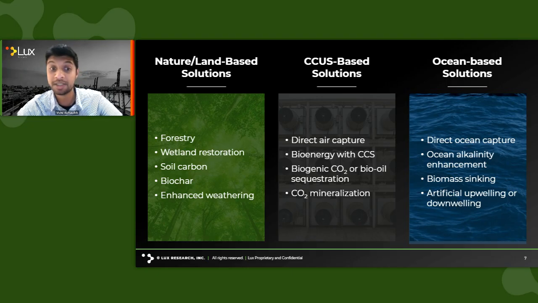You have biomass sinking, which is when you grow offshore biomass farms, typically algae or kelp, that uptake CO2 and then get sunk to the floor. And then very conceptual concepts of artificial upwelling, when you add vertical pipes to create an updraft and downdraft of nutrient-rich deep sea waters to stimulate biomass growth on the surface.